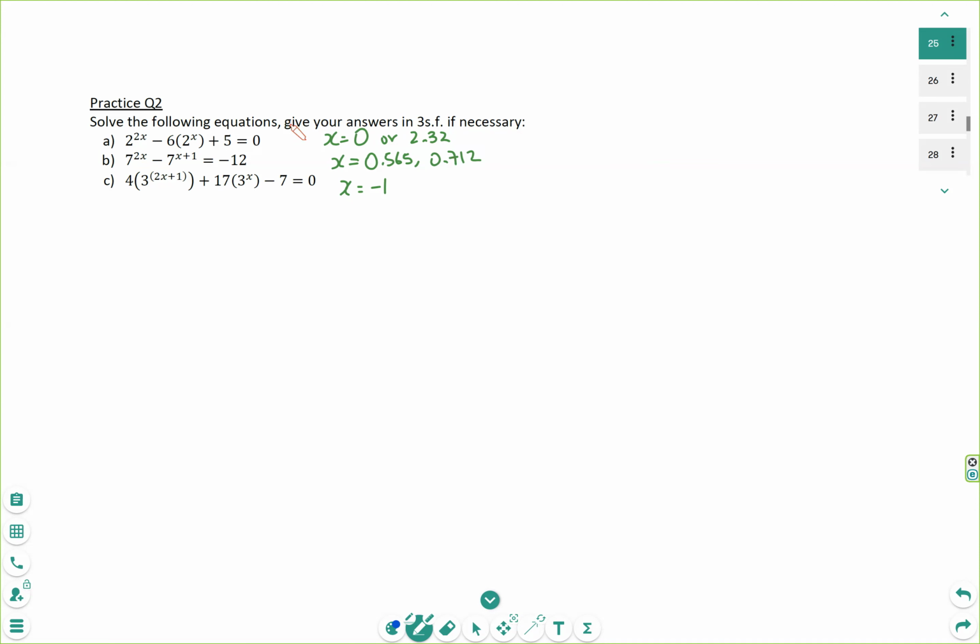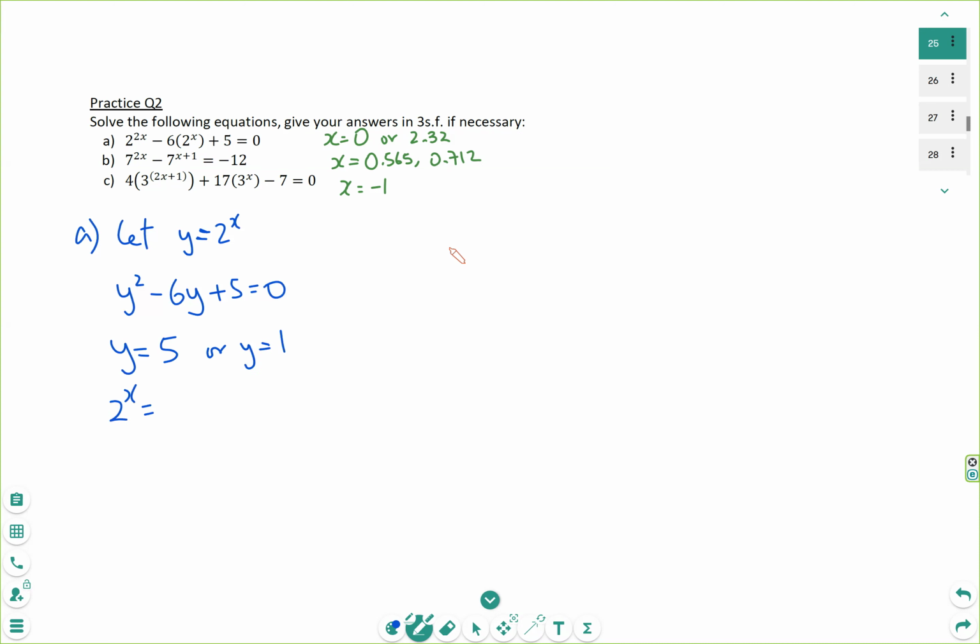So first of all, again, disguised quadratic. The first one is quite a simple, straightforward one. In question A, we can let y equal 2 to the power of x. You always let y be the middle term. So then we have y squared minus 6y plus 5 equals 0. Put it in a calculator, you should get y equals 5 or 1. So y equals 5 or y equals 1.